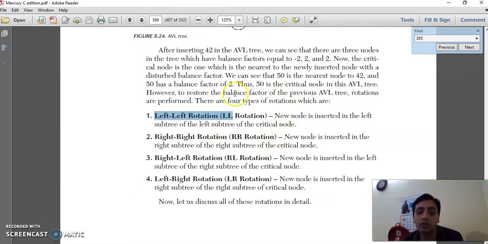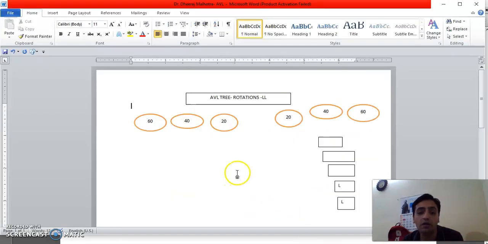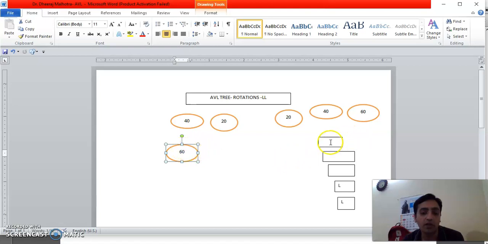So in order to learn the balancing or rotation, let us consider a diagram. For instance, if you are given three keys, 60, 40, 20, and you are asked to insert these three keys in an AVL tree, how will you proceed? Okay, so at first we have the first key 60. We will first calculate its balance factor, because it is the only key.